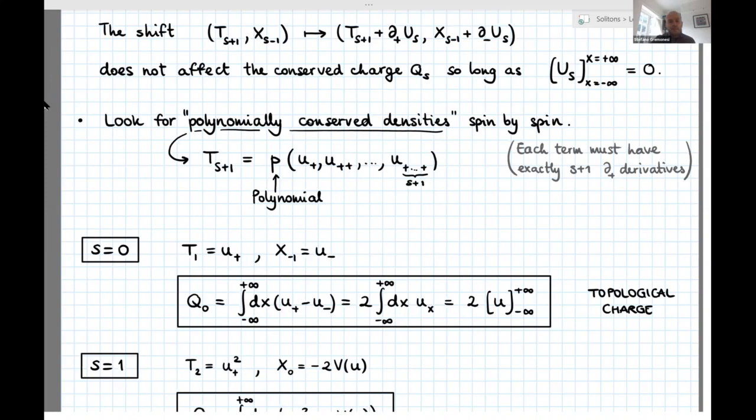To make our life easier, we decided to look for so-called polynomially conserved densities, and we'll try to construct them spin by spin. So I remind you that a polynomially conserved density means that the density t of spin s plus 1 is a polynomial in x plus derivatives of u only, and each term must have exactly s plus 1 x plus derivatives in order for the spin of t to be equal to s plus 1.